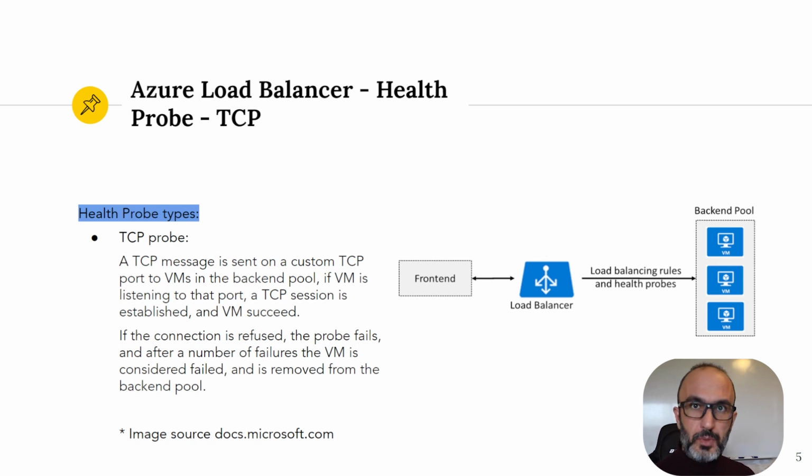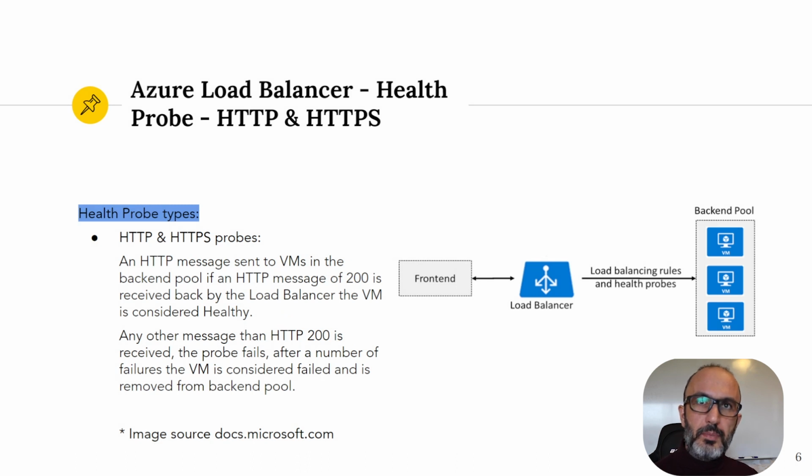The other health probe is called the HTTP or HTTPS probe. This is an HTTP message that is sent to your virtual machine. For the machine to pass that test, it would have to return an HTTP 200, which means OK. Any other HTTP message that the load balancer receives from your virtual machine would cause it to consider the VM as failed, and it would also be removed from the backend pool.